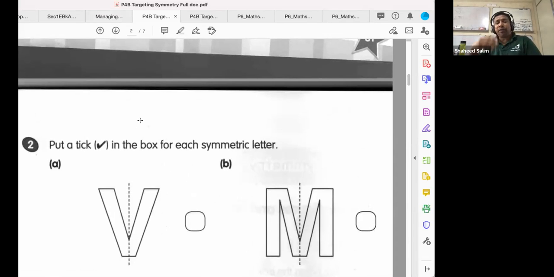All right. We try this one now. Oh, these are some letters. Are they symmetrical? Can you divide them into two equal parts?